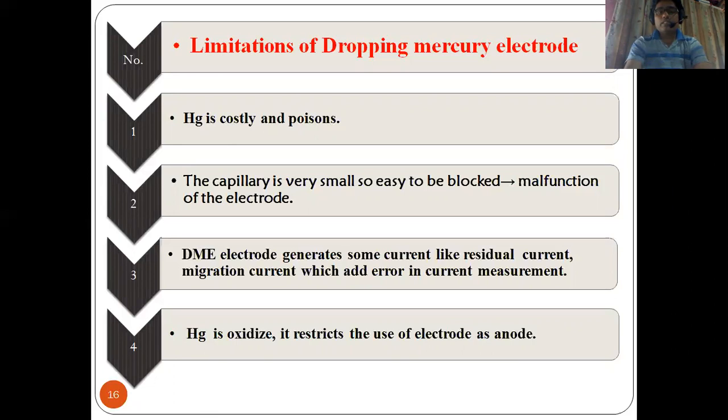DME electrodes generate some currents like residual current and migration current, which add error in the actual current measurements. Also, mercury is oxidized. It restricts the use of the electrode as an anode. So always the DME electrode acts as a cathode. It cannot act as an anode.